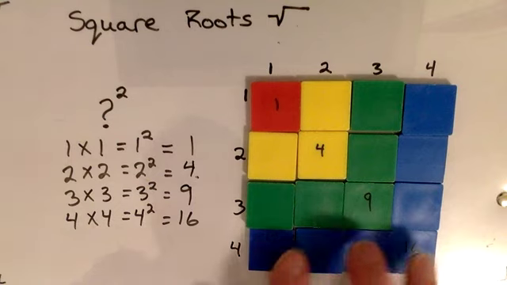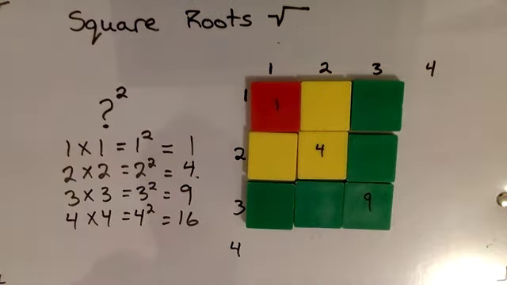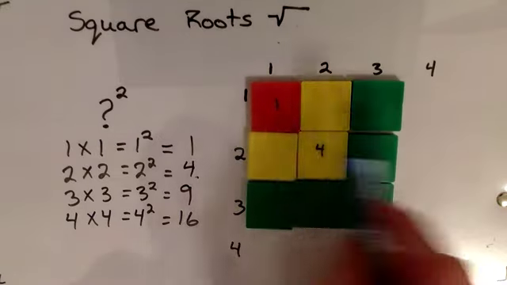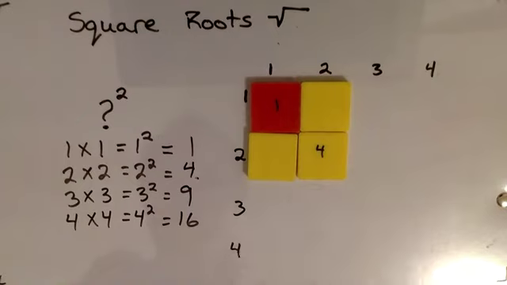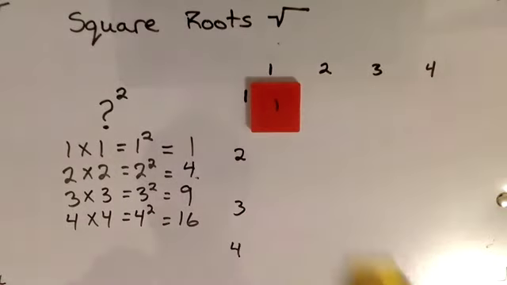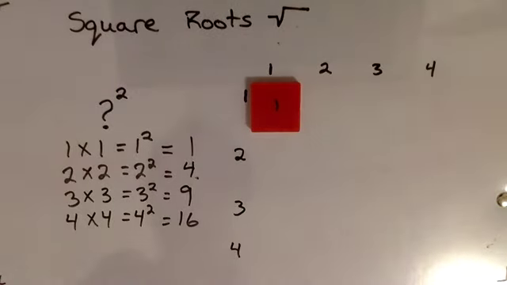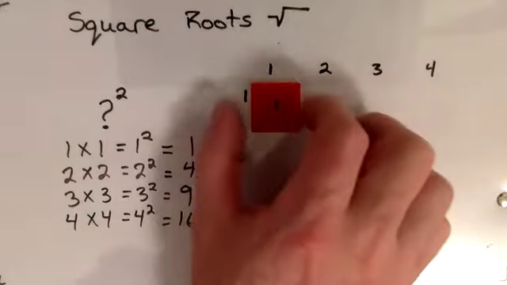Similarly, if you had 9 blocks, you could only make a square that had 3 units on each side, and so forth and so forth. If you had 4 blocks, you could make a square with 2 unit sides. And finally, if you had just 1 block to work with, it would be 1 by 1, obviously, because you only have 1 to work with.